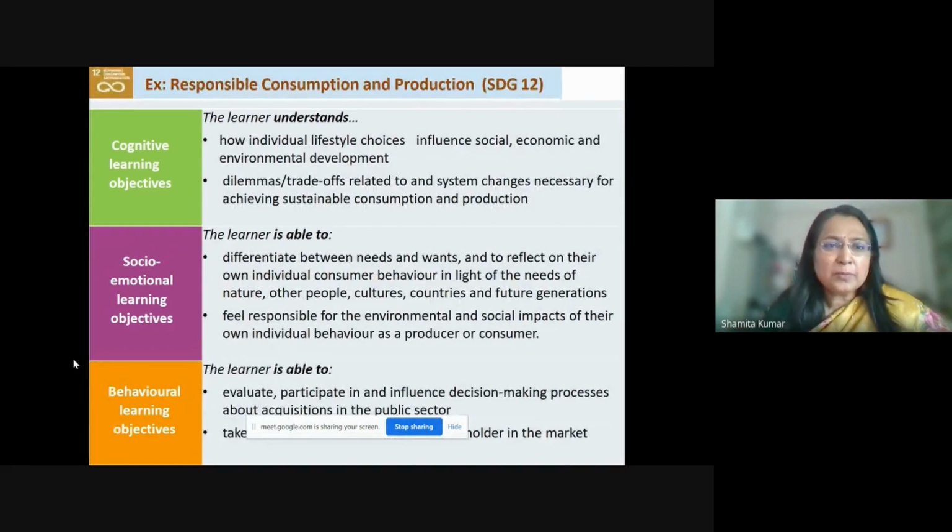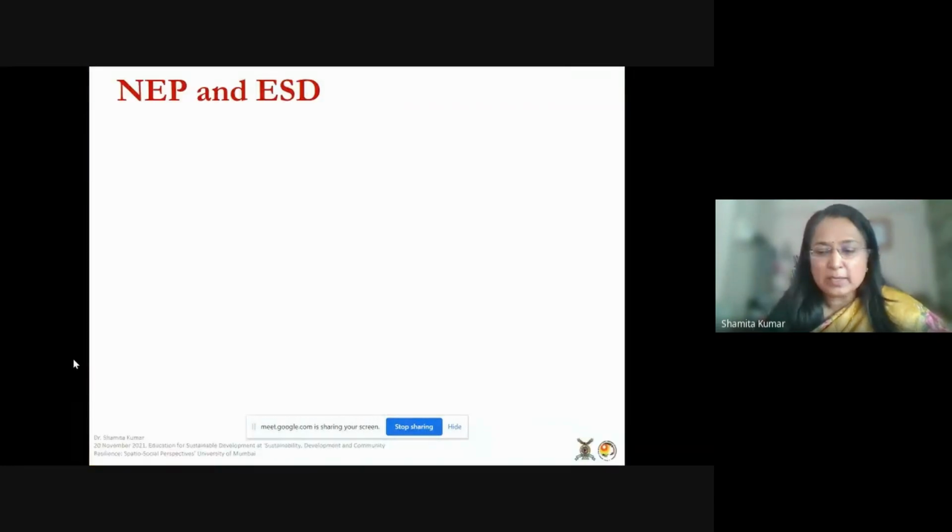Second one, responsible consumption and production. Again, this is something that cuts across all, because you have maths, you have economics, you have technology, you have behavioral changes. So it's again something which can be integrated across every single sector. Yeah. So this is how we can bring this into the curriculum that we actually teach.